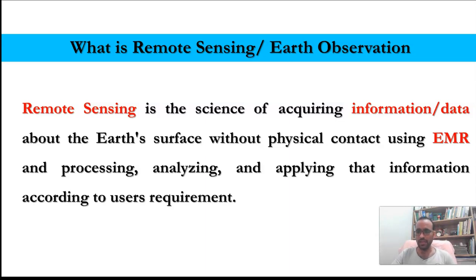So we are using different platforms, like airborne platforms, ground-based platforms and satellite-based platforms, or you may call them space-borne platforms, right? And then we are using electromagnetic spectrums to collect the data from the Earth surface.